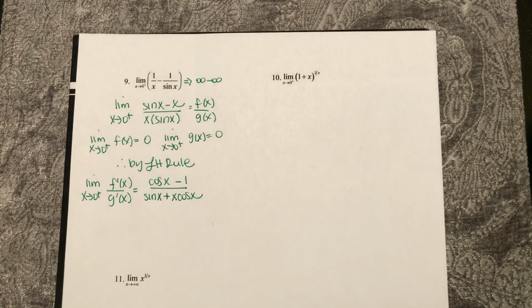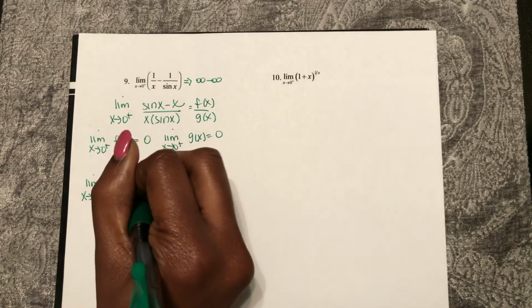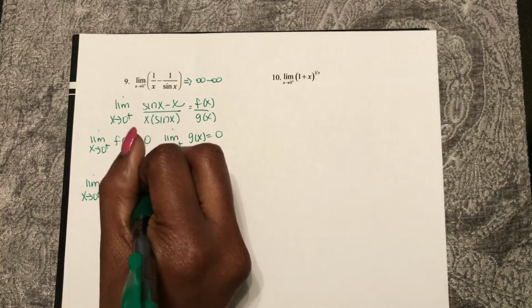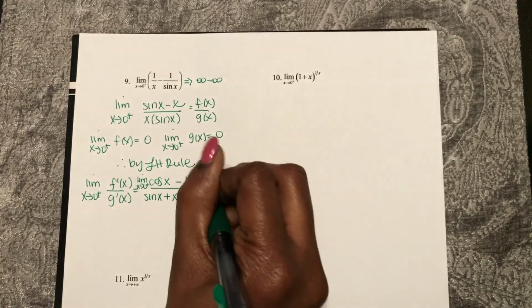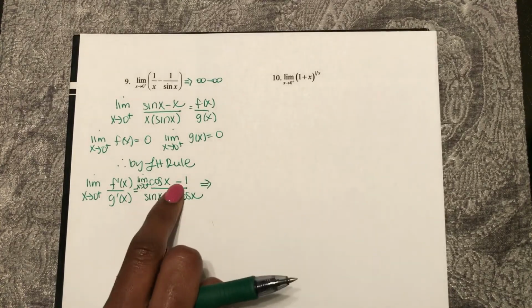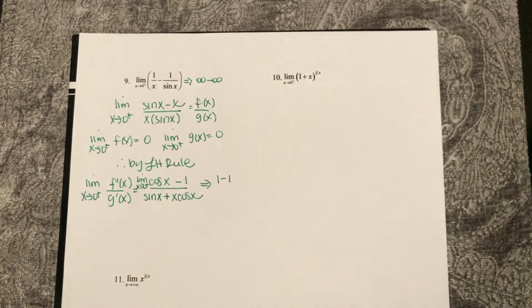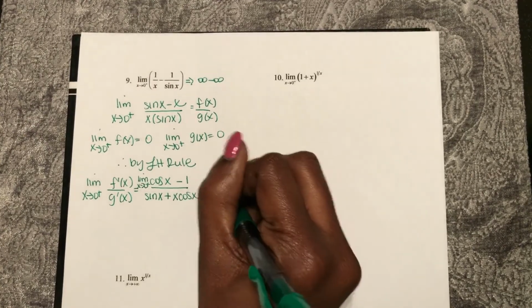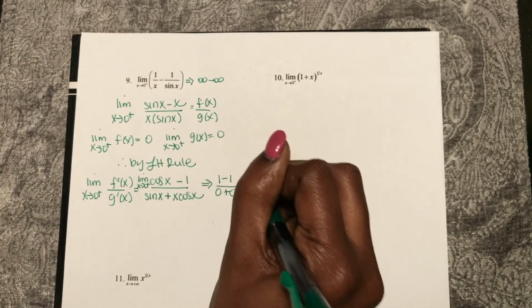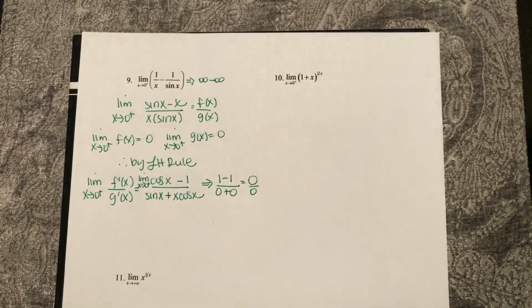So what happens as this limit goes to 0? Oops, limit as x approaches 0 from the right. So on this one, the top we have 1 minus 1, which is 0. And then on my denominator, I have 0 plus 0, which is 0 over 0, which is an indeterminate form again. So what do I have now?